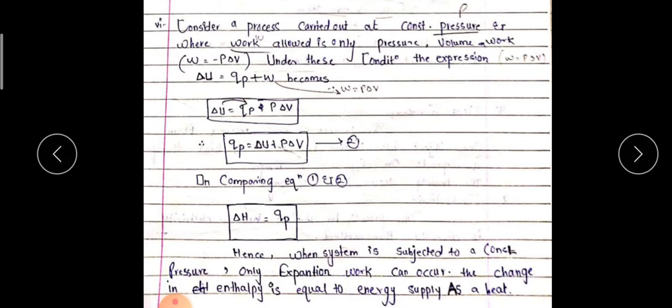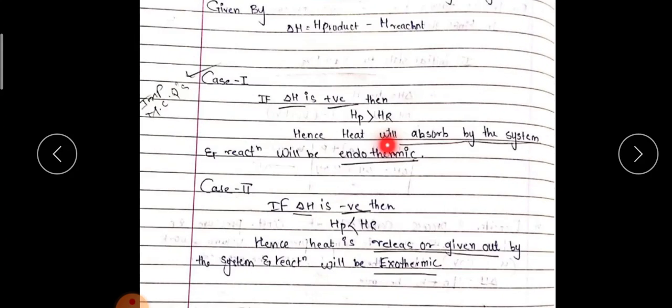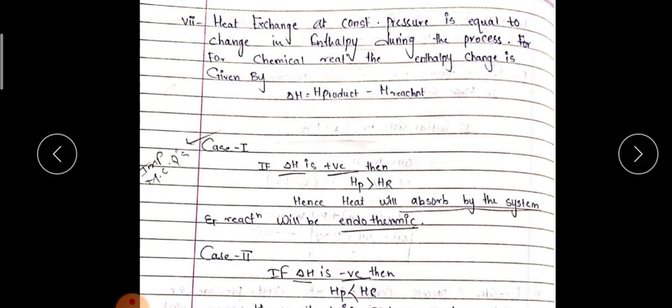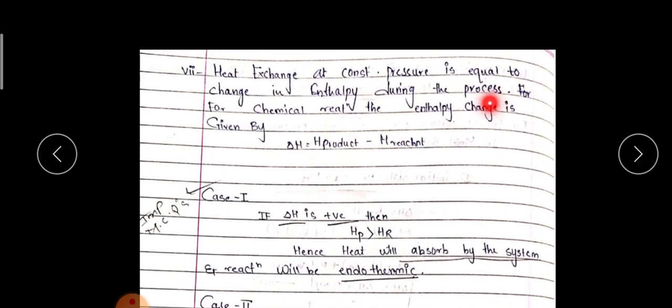Hence when the system is subjected to constant pressure and only expansion work can occur, the change in enthalpy is equal to the energy supplied as heat. The change in enthalpy is equal to the energy supplied as heat. Okay, this may come for the MCQ purpose. And then the heat exchange at constant pressure is equal to the change in enthalpy during the process.